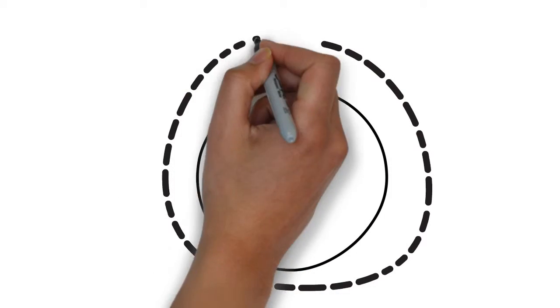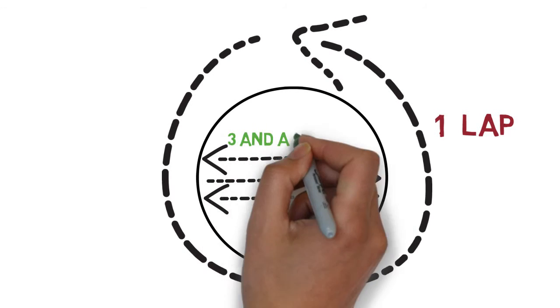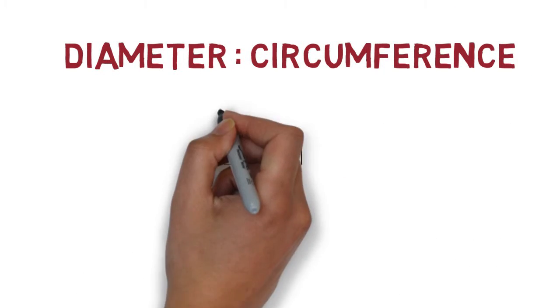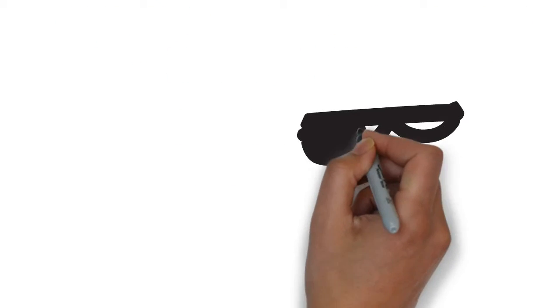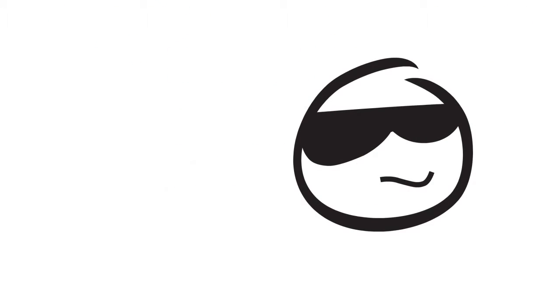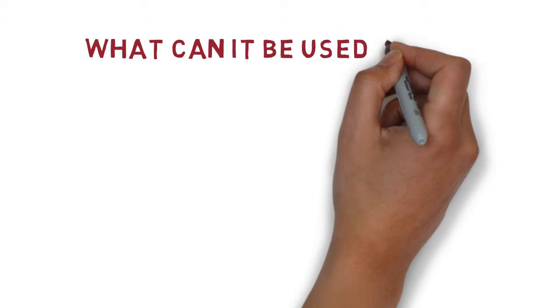You will probably find that for every time your friend completes a lap of the circle, you will walk back and forth about 3 times, plus a bit more. In other words, the ratio of the diameter to the circumference is equal to 3 and a bit. This number is the same for any circle, no matter whether it is the size of the sun or a coin in your pocket. Well, sure, but what application does this have?